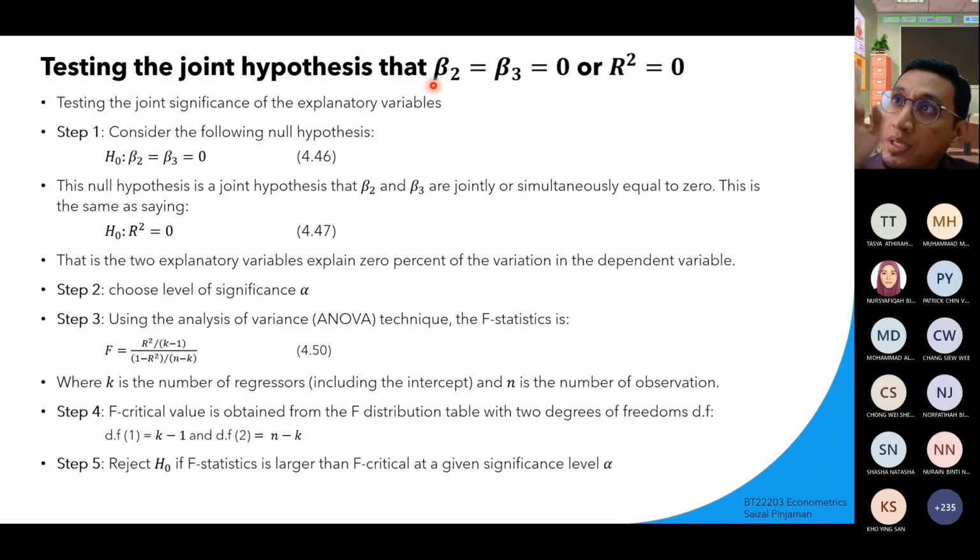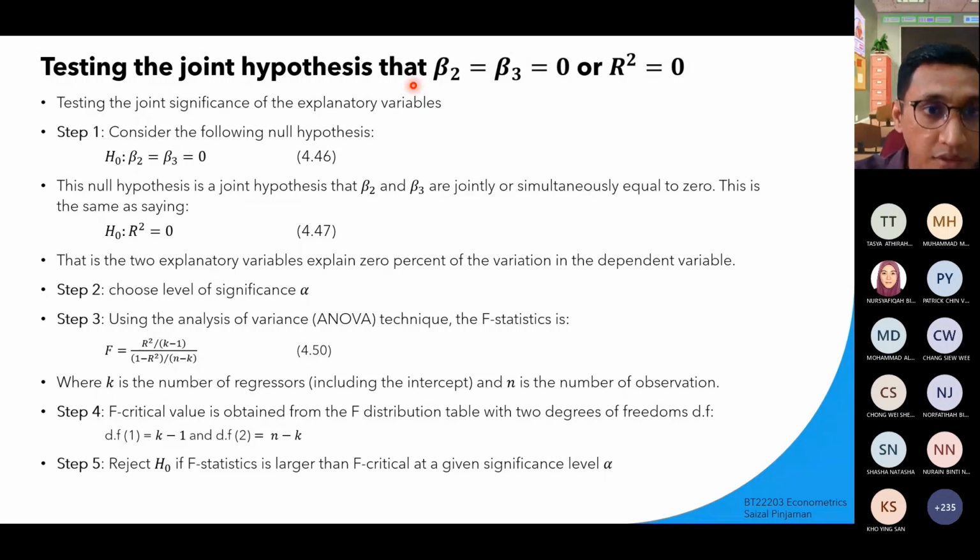So apart from determining whether these explanatory variables are significant or not individually in explaining the dependent variable, we can also conduct a joint hypothesis to see whether x2 and x3, the explanatory variables, are jointly significant or not in explaining the dependent variable. So we can do that in multiple regression model. And there are a number of steps involved.